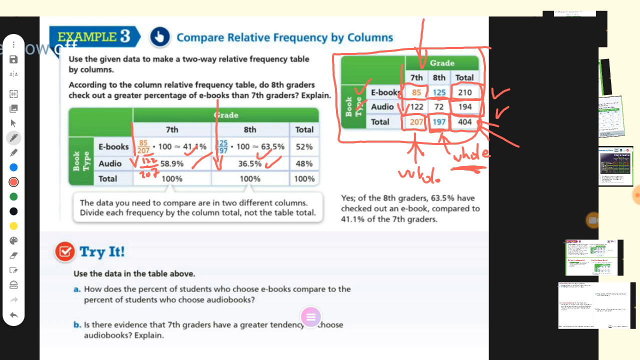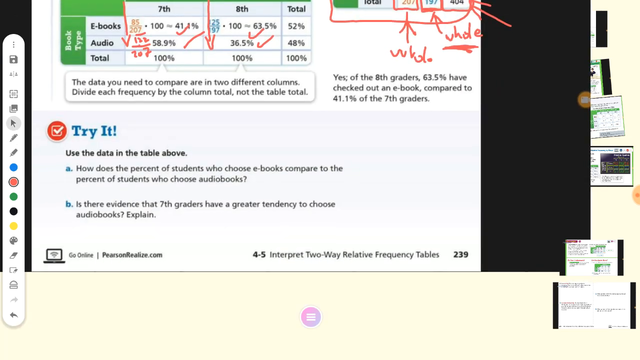The example here: use the data in the table above. How does the percent of students who choose ebook compare to the percent of students who choose audiobook? Actually, you will find how to compare them. What is the percent of students who choose the ebook? Let's see it here. Students who choose the ebook. It's 52%.